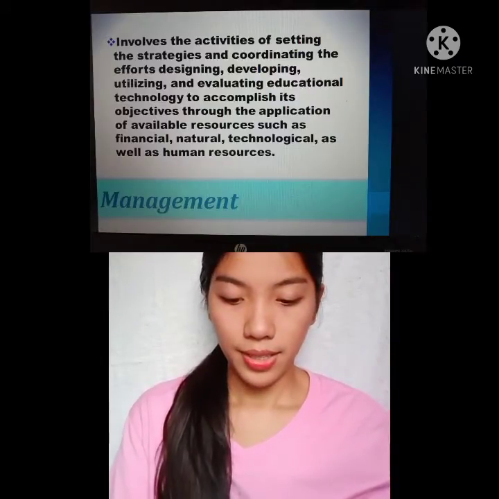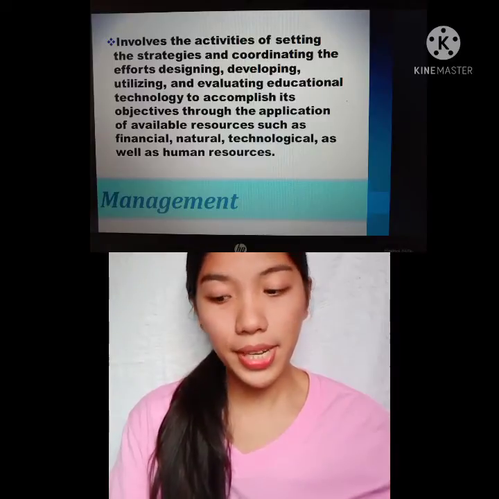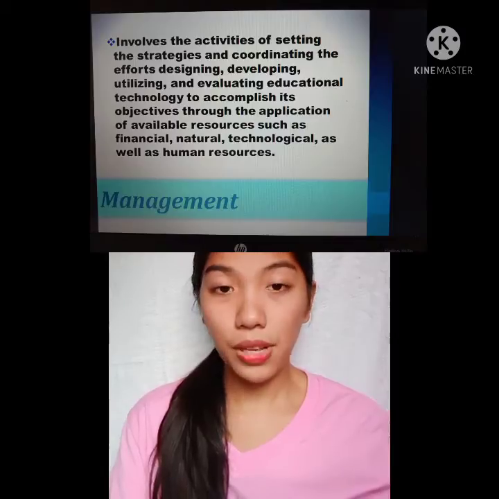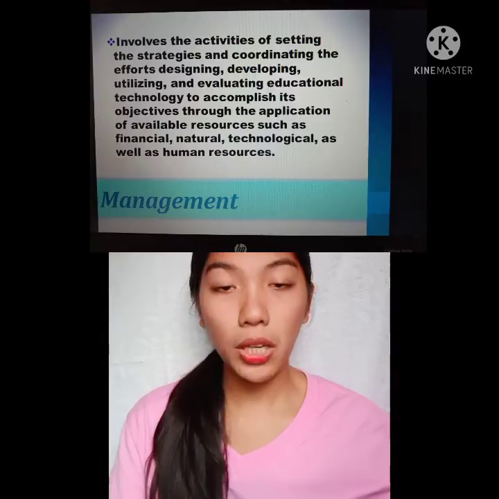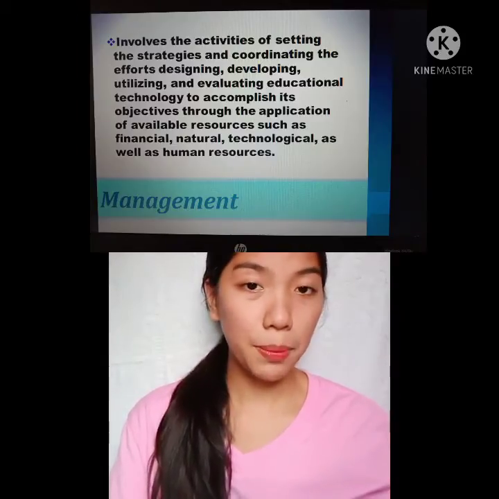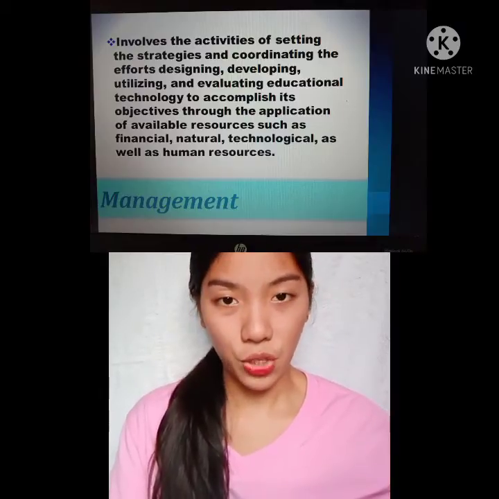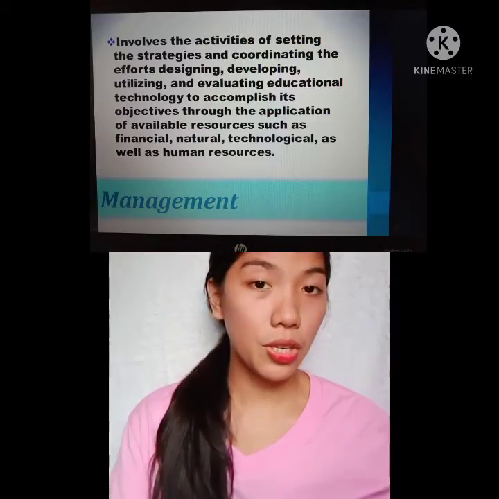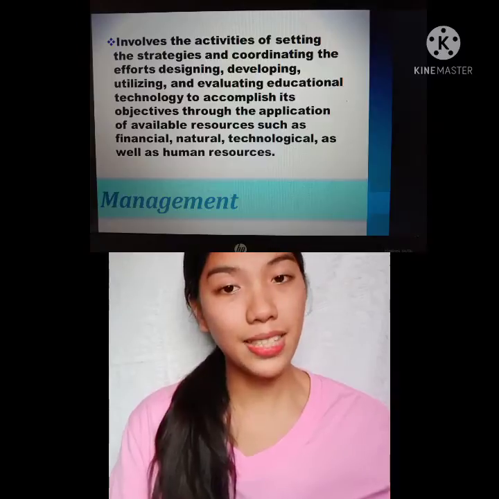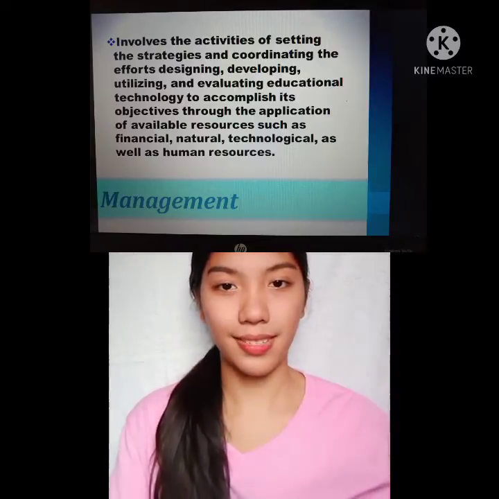Management domain. It involves the activities of setting the strategies and coordinating the efforts of designing, developing, utilizing, and evaluating educational technology to accomplish its objectives through the application of available resources, such as financial, natural, technological, as well as human resources. The primary goal of management is to achieve the objectives with the help of planned strategies through the application of available resources.